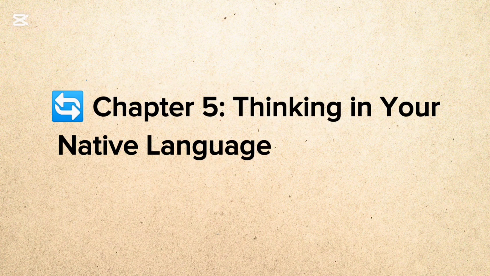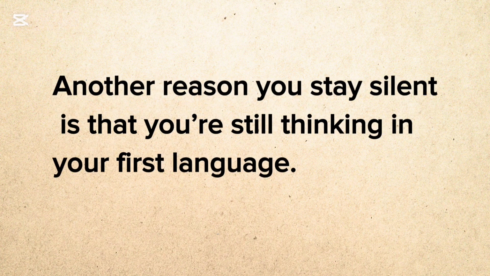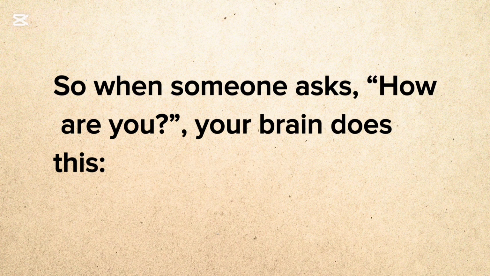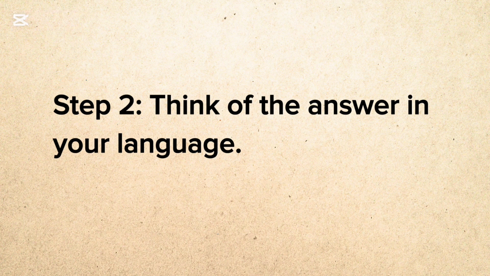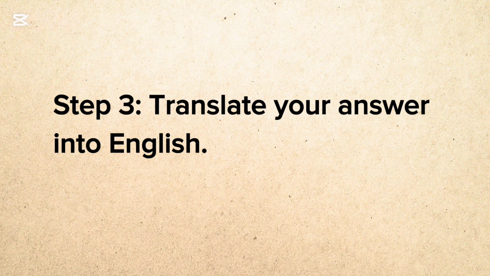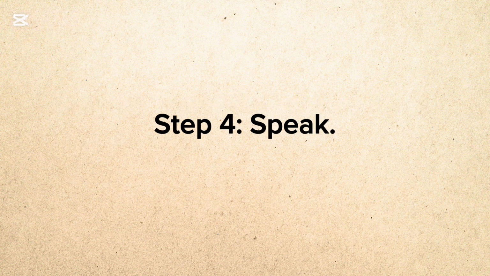Chapter 5. Thinking in your native language. Another reason you stay silent is that you're still thinking in your first language. So when someone asks, "How are you?" your brain does this. Step 1. Translate "How are you" into your language. Step 2. Think of the answer in your language. Step 3. Translate your answer into English. Step 4. Speak. That's too slow.